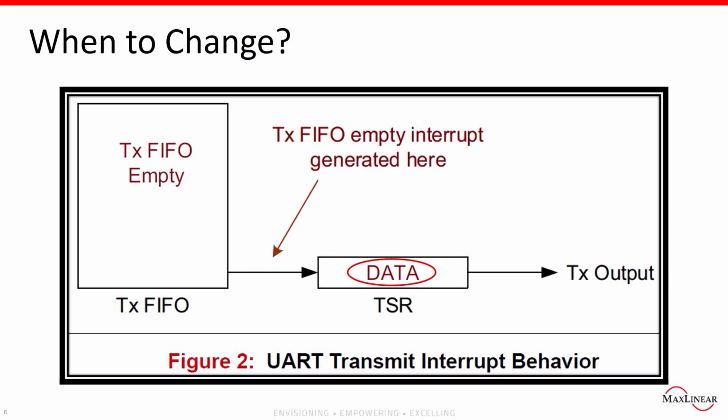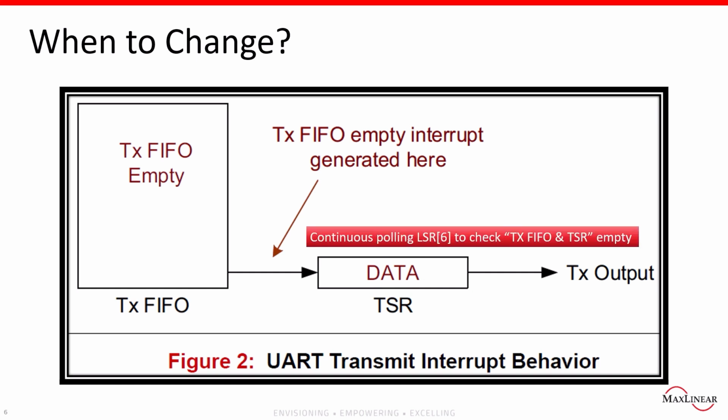Depending on the 16550 UART standard transmit interrupt behavior, there will be chances for data being dropped from the TSR. So, how can we avoid this from happening? One possible software solution is polling line status register bit 6 continuously to check TX FIFO and TSR are empty before changing the RS-485 transceiver back to receive mode. However, the trade-off will be the extra loading and reduced efficiency of the processor. So, is there any better solution for this?